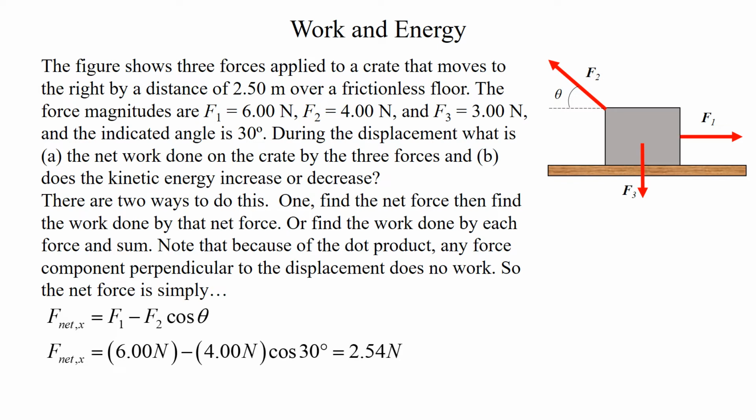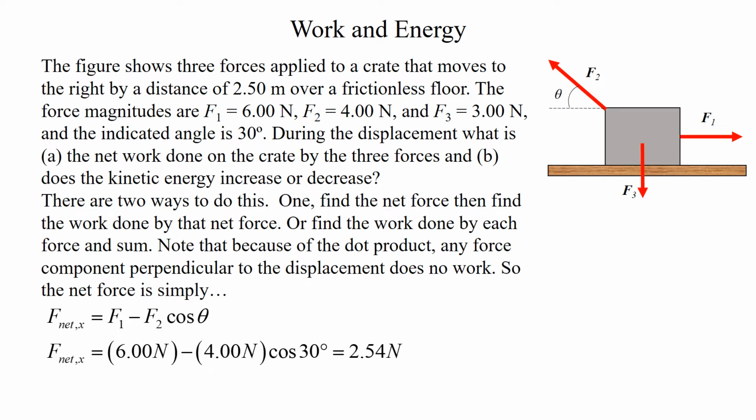So the net force in the x direction, or horizontal direction, we have F1 to the right, and then we have the horizontal component of force 2, which is F2 cosine theta. So the net force is F1 minus F2 cosine theta. The vertical component of force 2 is not going to do any work, so we don't need to include that. So now we can find the net force by plugging in the numbers. F1 was 6 newtons minus F2, 4 newtons times cosine of 30 degrees, and I get 2.54 newtons.